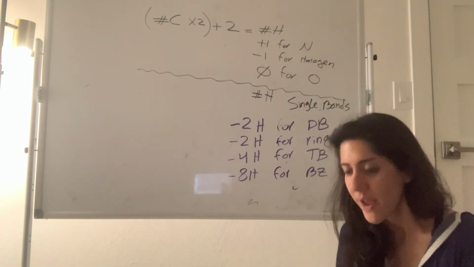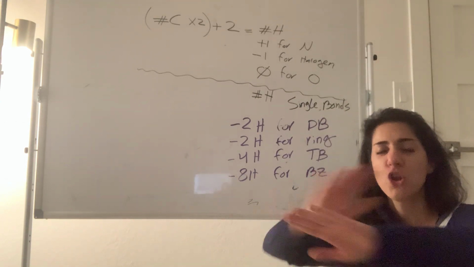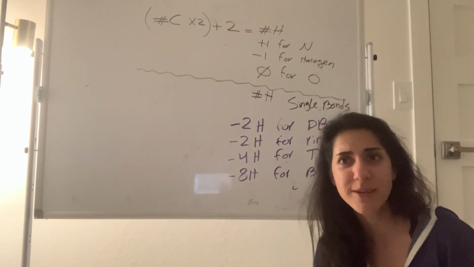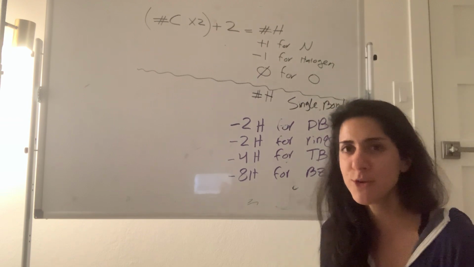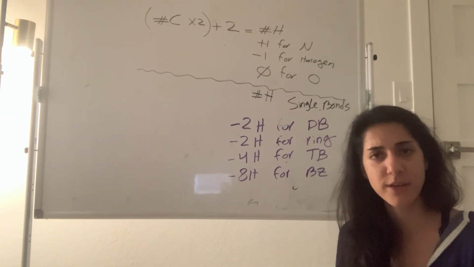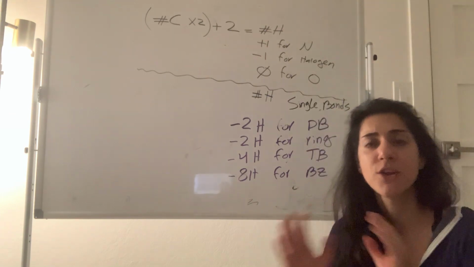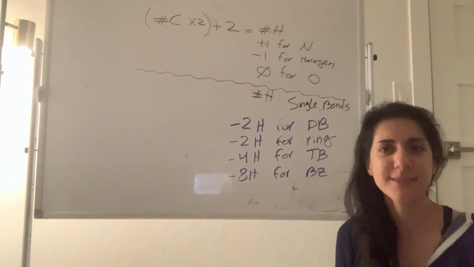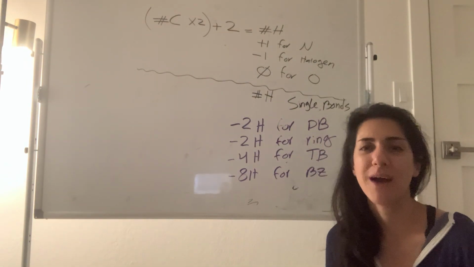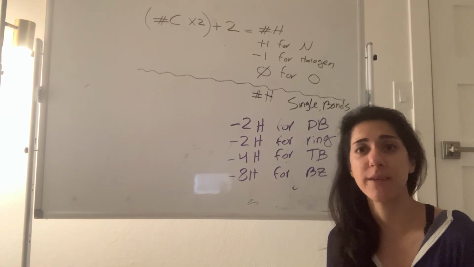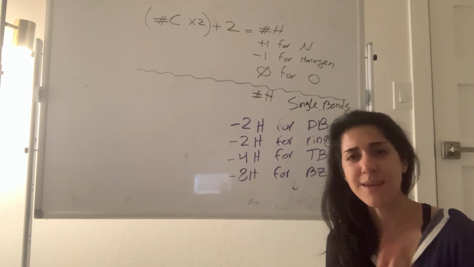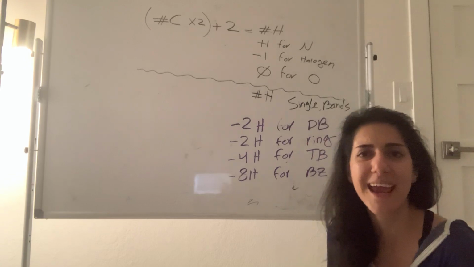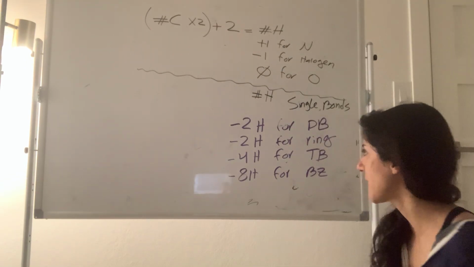Let's go over it together. If I have just single bonds, no double bond, no ring, it is saturated, and it is the number of carbon times 2 plus 2. If I happen to have a nitrogen, plus 1 for each nitrogen, minus 1 for each halogen, nothing for oxygen. That gives me the total number of hydrogen as long as I have only single bonds. Now, when you have a double bond, minus 2 hydrogen for each double bond. Triple bond, minus 4 hydrogen. Ring, minus 2 hydrogen. And the benzene ring, that's a lot of hydrogen you're going to lose. You're going to lose 8 hydrogen. We're good so far? Okay, beautiful.